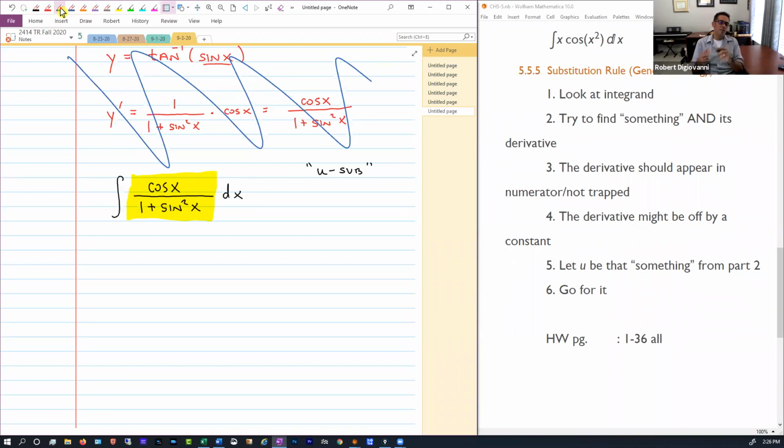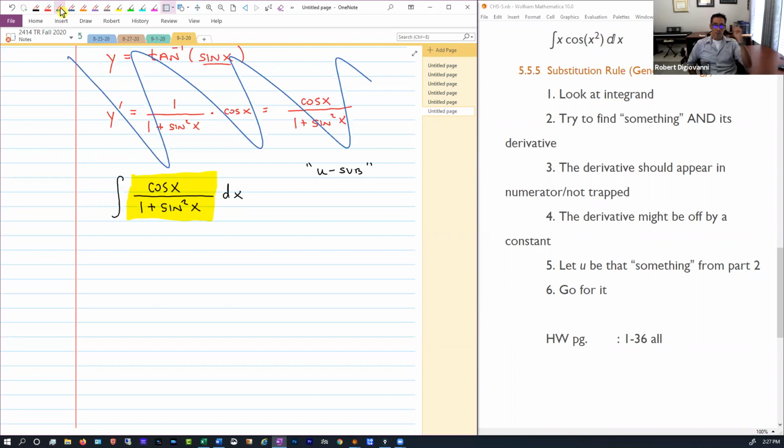Now, couldn't I have done it the other way around? Could I have looked at that integrand and said, oh, I see cosine x, and the derivative of that is sine x, or negative sine x? Yes. But do you see negative sine x? No, I don't see negative sine x. So let's continue to step 3. Look at what step 3 says.